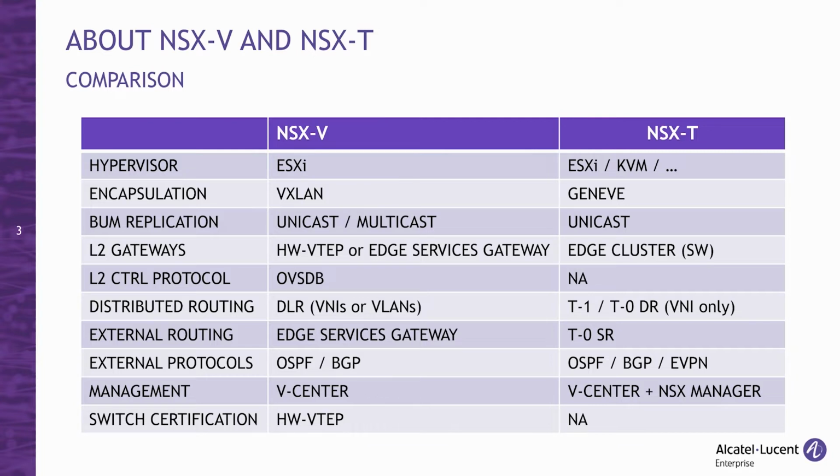Looking at BUM replication, that is broadcast, unknown unicast, and multicast, NSX-V can use unicast replication, but it can also offload replication to the underlay if the underlay is configured with PIM. NSX-T does not use multicast replication. It only uses unicast replication. But as a recap, it is not flat unicast replication. It is hierarchical. Let me explain this with an example.